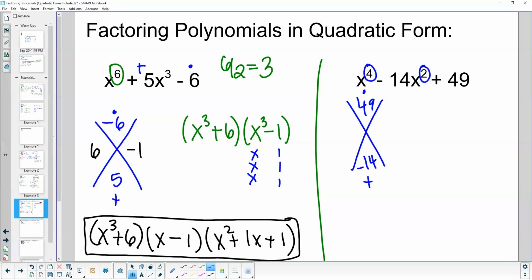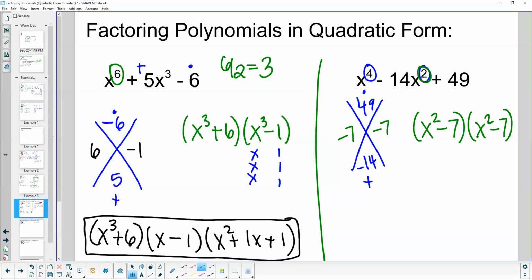Well, the numbers that multiply to 49 are 1 and 49 or 7 and 7. So this will actually end up being a negative 7 and a negative 7. Now, when I go to write my answers, I'm not going to write x minus 7, but I'm going to do whatever matches with that middle because it's going to be half. And we're going to get an x squared minus 7 and an x squared minus 7.